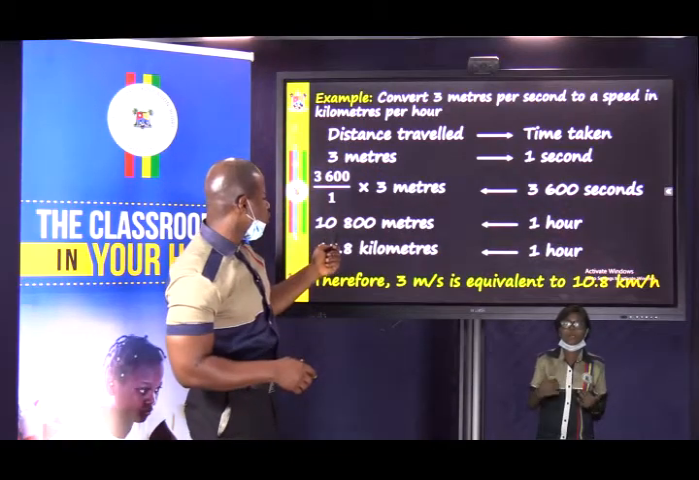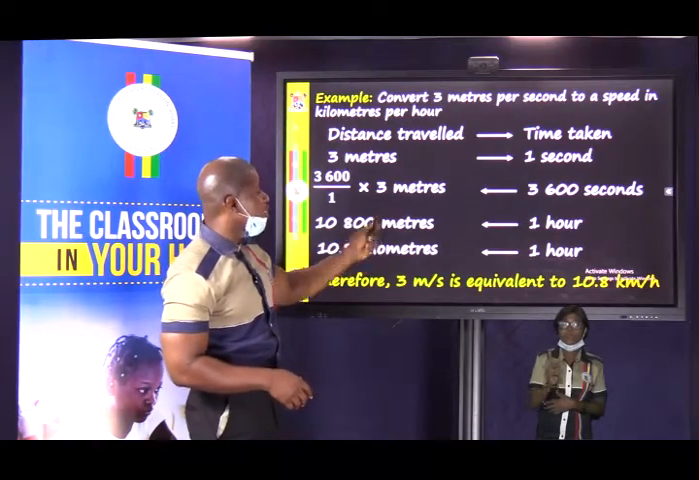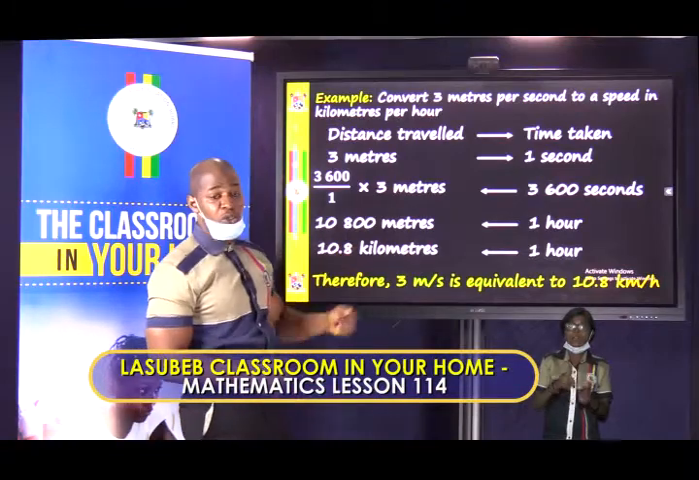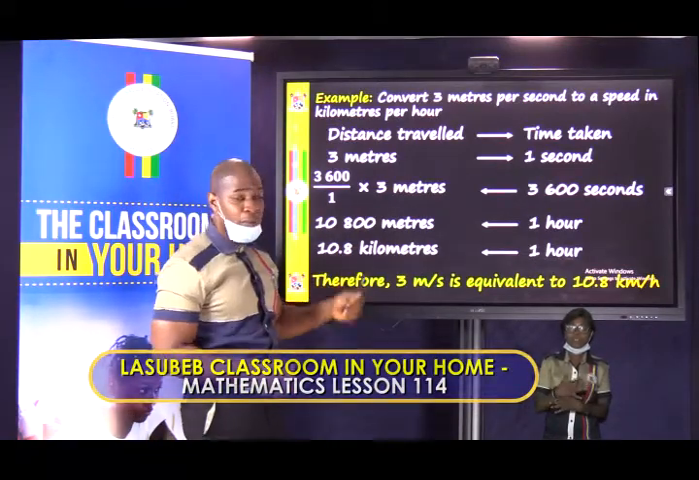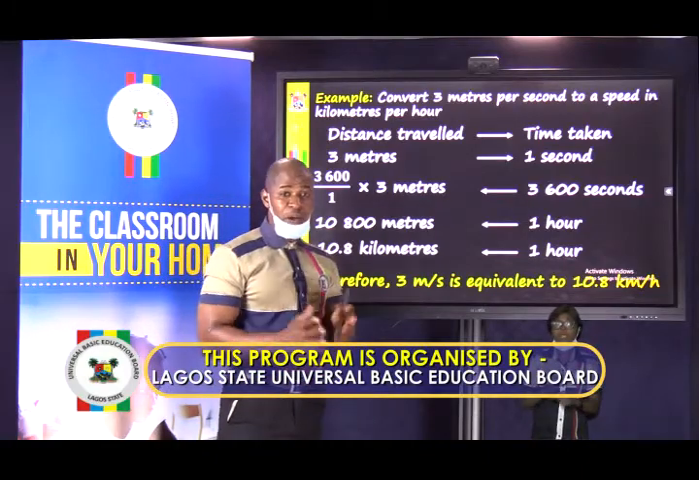Now, we have to change these meters to kilometers because it says we should change to kilometers per hour, not meters per hour. And to change meters to kilometers, we simply divide by 1,000. And that's how we got 10.8 kilometers per hour.